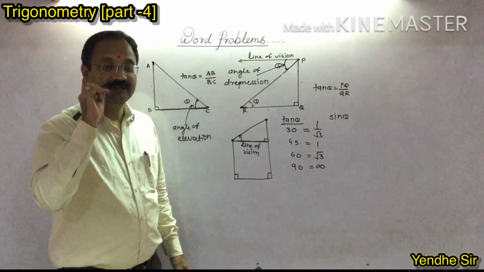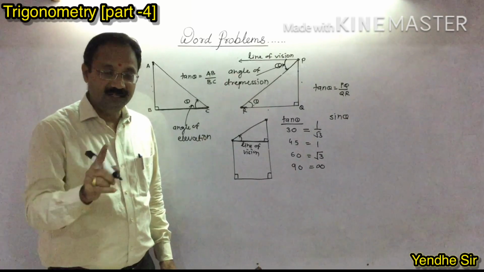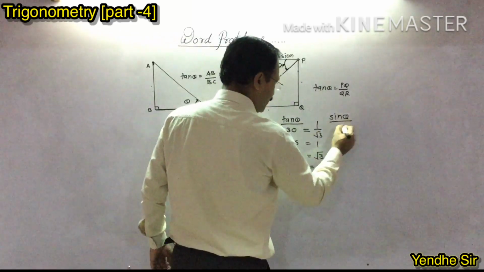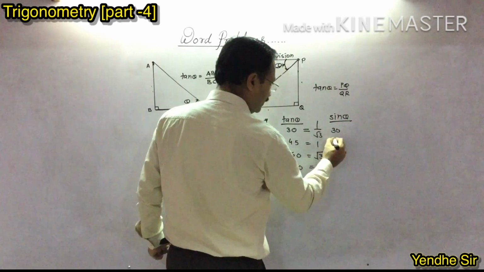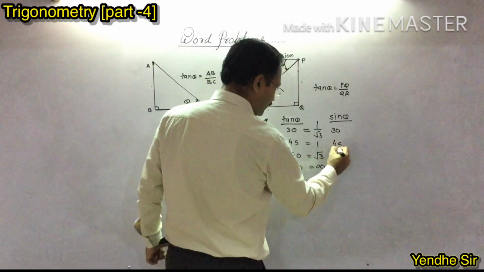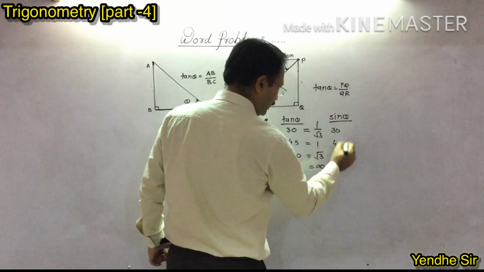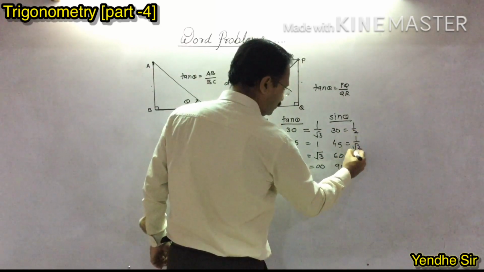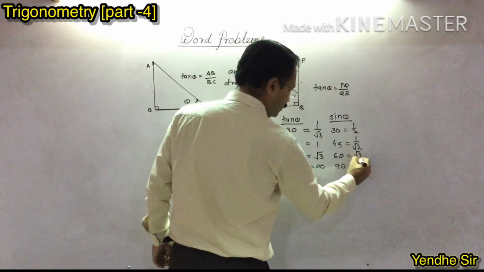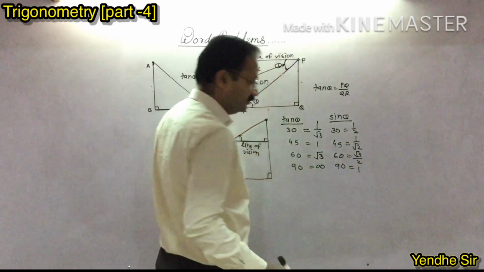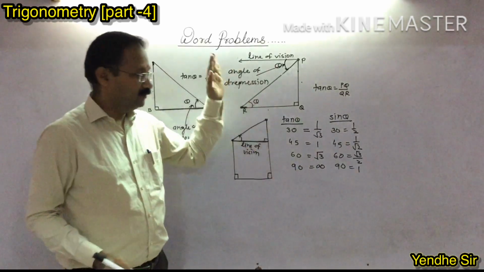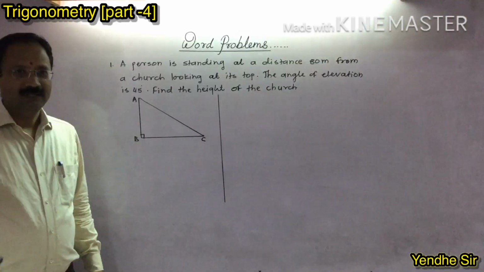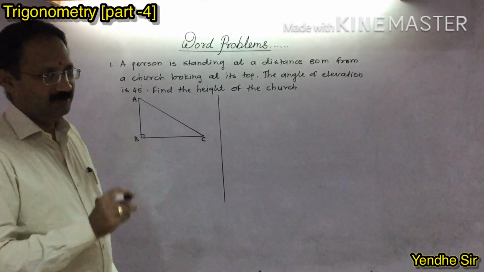Only if the value of hypotenuse is given or you have to find it out, then you have to use only sine theta. And we know the values for sine theta: 30 is half, 45 is 1 upon root 2, 60 is root 3 upon 2 and 90 is 1. So you have to learn these values. Okay? Let's start with some examples.